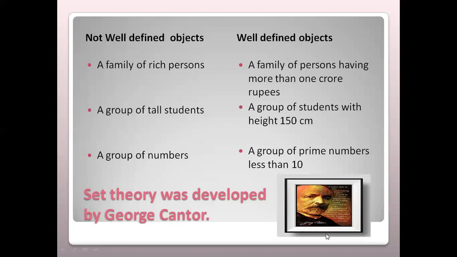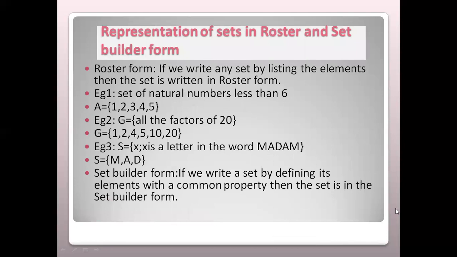Now, the next one is the representation of sets in roster and set builder form. First, the roster form. What is roster form? If we write any set by listing the elements, then the set is written in roster form. Example: set of natural numbers less than 6. Here we will write the same thing in roster form. You have to name the set, so let us name the set with capital A. So A is equal to the set 1, 2, 3, 4, 5.